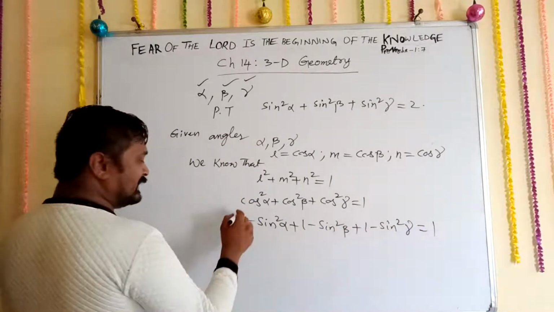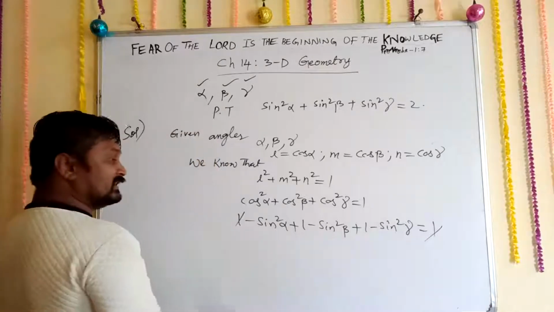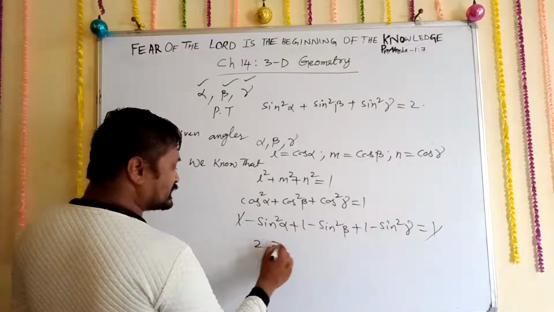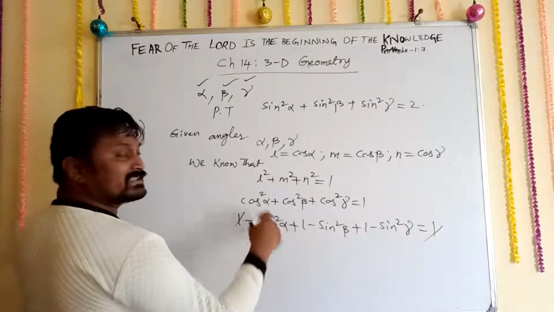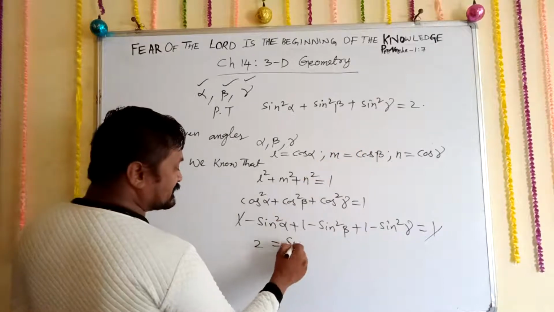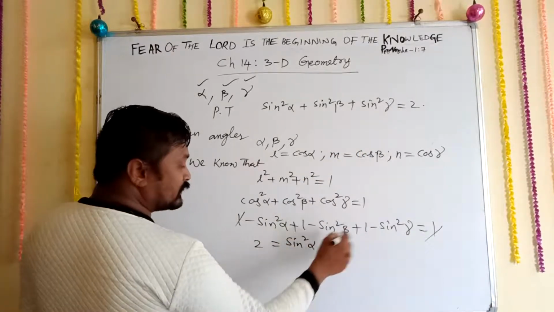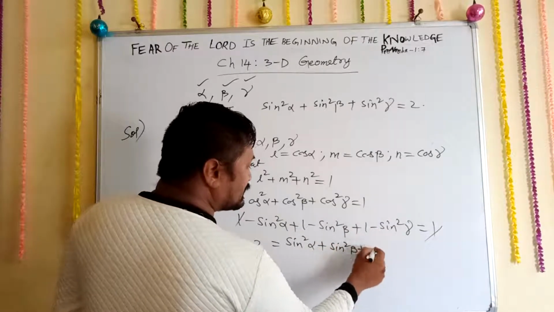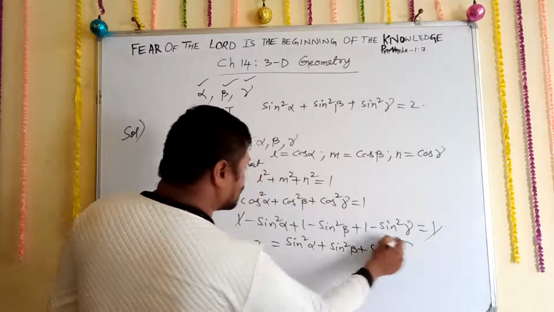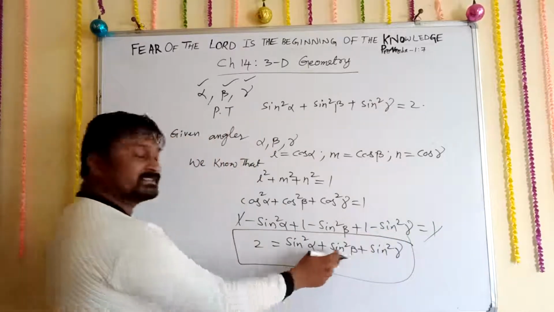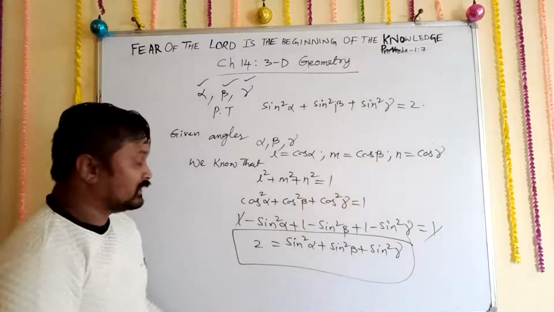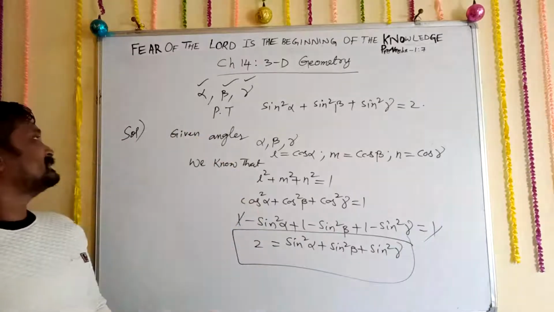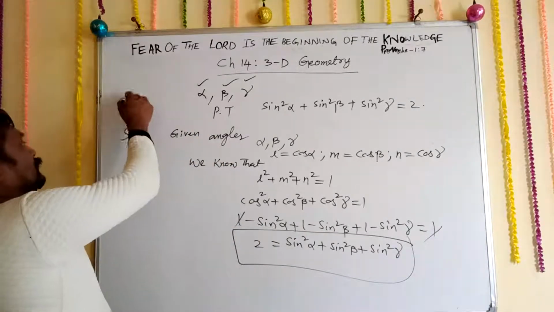Very simple now. 1 plus 1 and 1 get cancelled. 1 plus 1, 2. 2 is equal to, the minus is there, send that side. So plus sine square alpha, plus sine square beta, plus sine square gamma. So you got at last sine square alpha plus sine square beta plus sine square gamma is equal to 2. That much simple is your second problem.